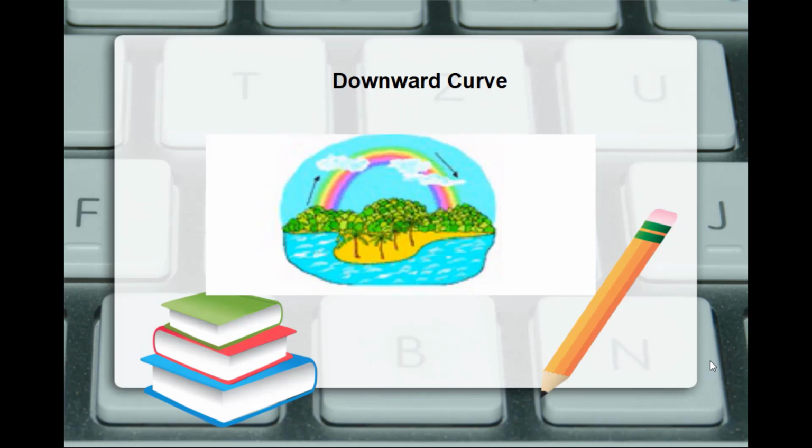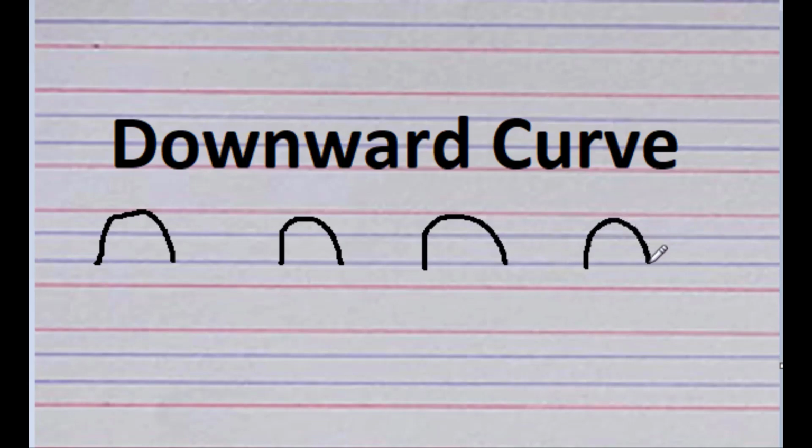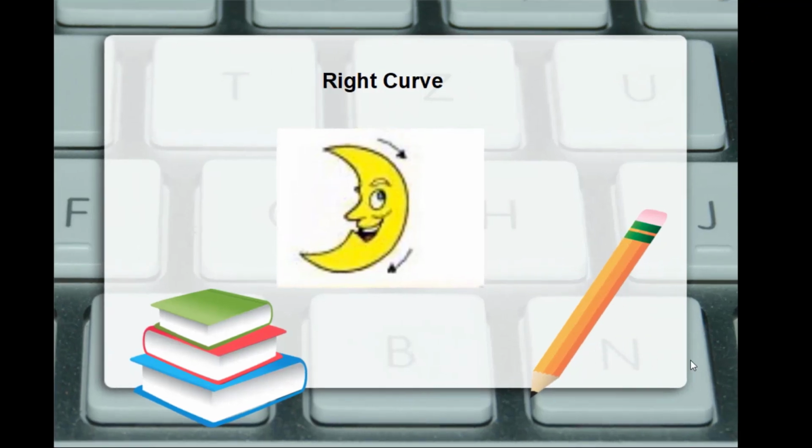Now we are going to learn how to write the downward curve. This is how we write the downward curve. Write with me, children. Downward curve. Downward curve. Yes. Now we are going to learn the right curve.